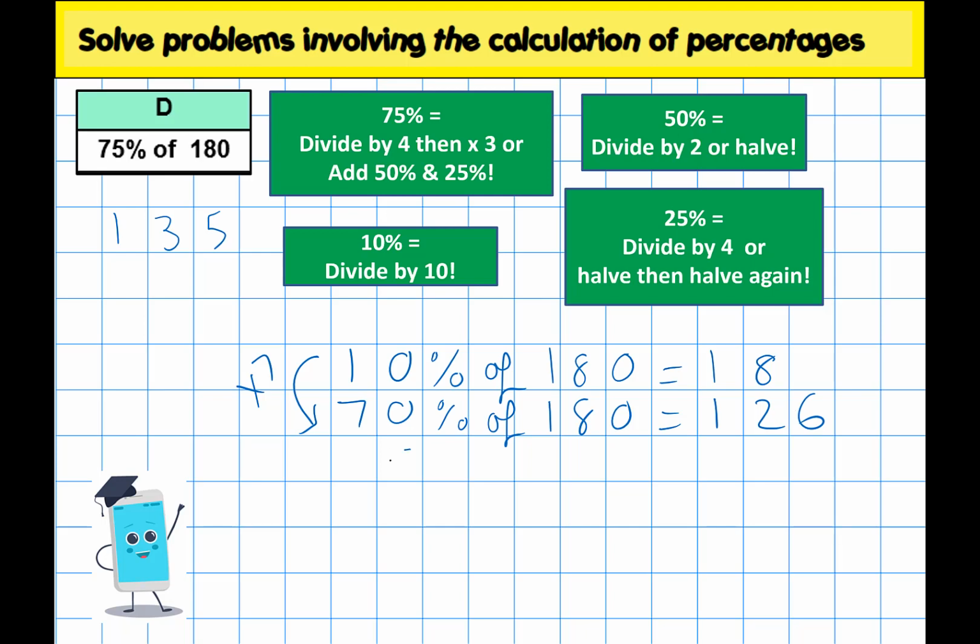And 5% I could find by halving my 10%. If 10% is 18, then 9 will be 5%, and now I add them up. I only want my 70% and my 5%. 6 plus 9 is 15, 2 plus 1 is 3, and 1 plus nothing is 1. It's the same answer. Every method gets you to the same answer. You need to do the method that you feel most secure with.